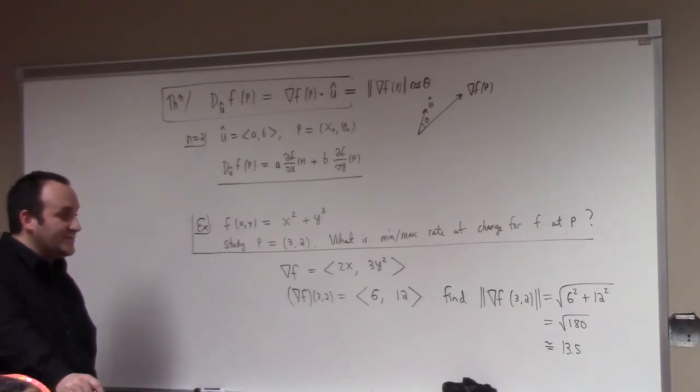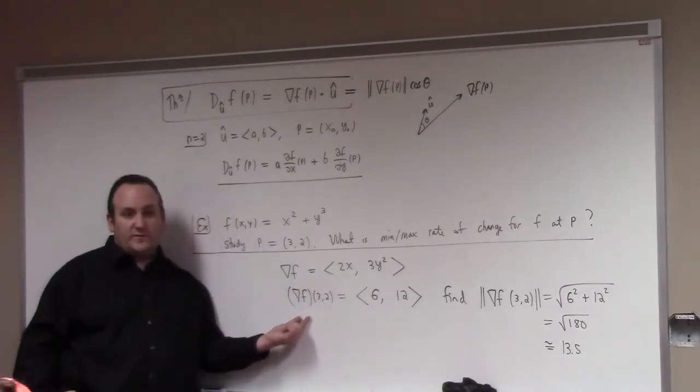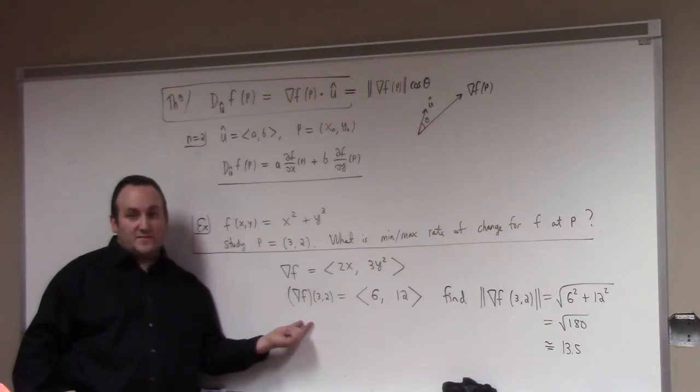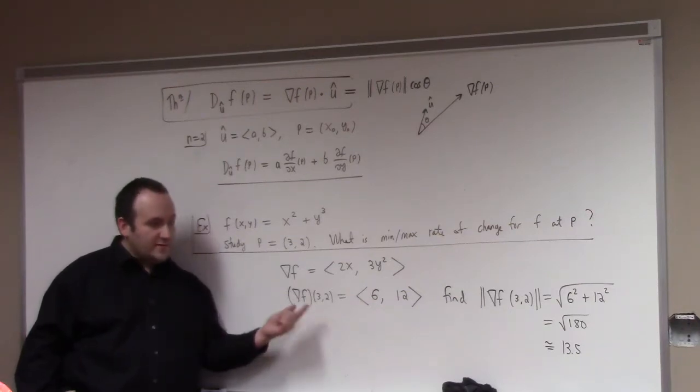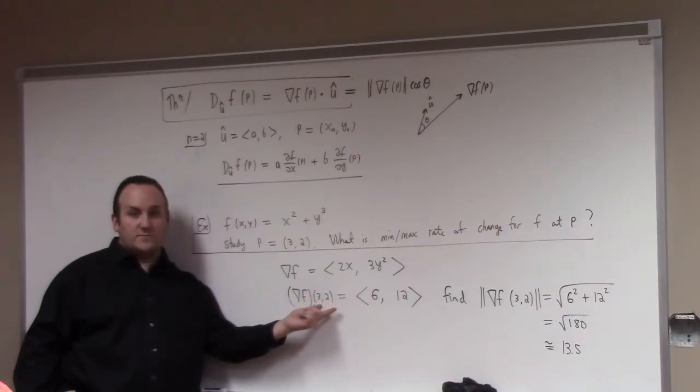I'm sorry, I digress. So the point is, no, if you wanted a direction in which this function is changing at rate 15 at the point 3, 2, you cannot accomplish that. The maximum rate of change of the function at the point 3, 2 is the square root of 180. What if you wanted to go in a direction which makes the rate of change of the function at 3, 2 equal to 0?